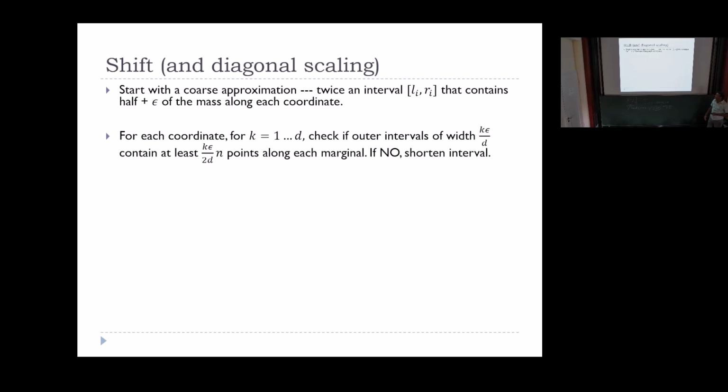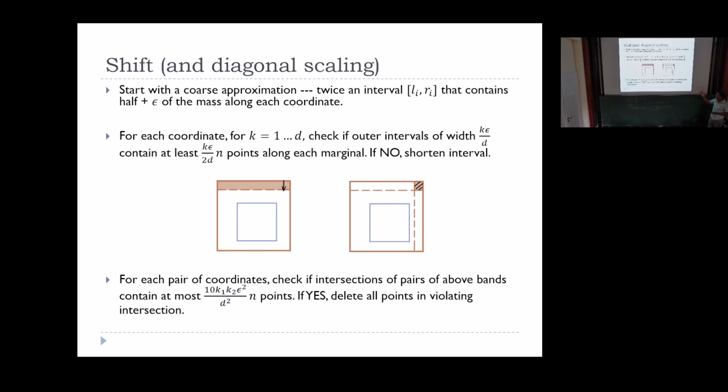Okay, so here's what we'll do. This is the certificate. It's going to be a test that uses only one-dimensional and two-dimensional projections. That's all. First, we'll start with the coarse approximation, which is actually easy to get. You start with an interval that contains, say, half plus epsilon of the mass, and double that. So it will contain 1 minus epsilon of the mass in every coordinate. That's your starting cube, so this definitely contains the original cube. We'll just do that separately in each coordinate.